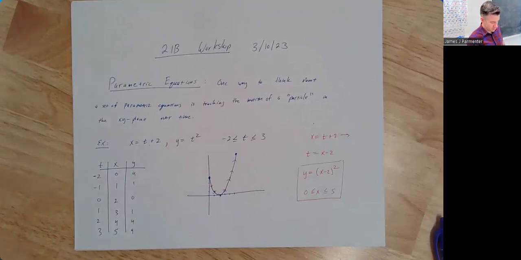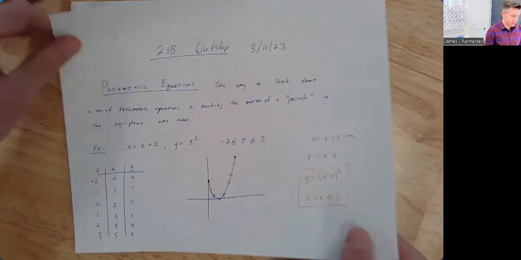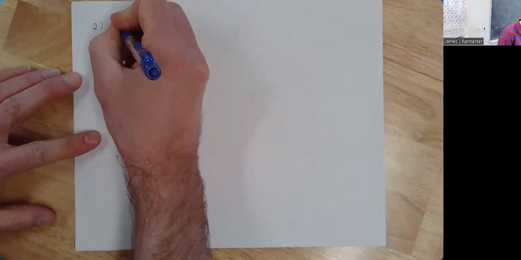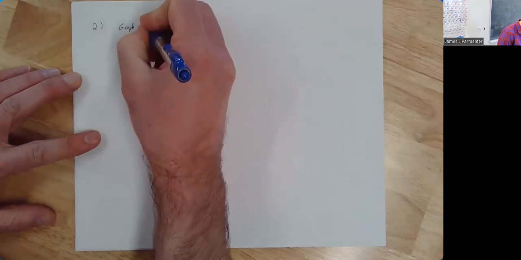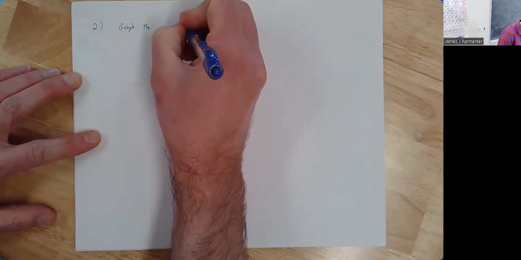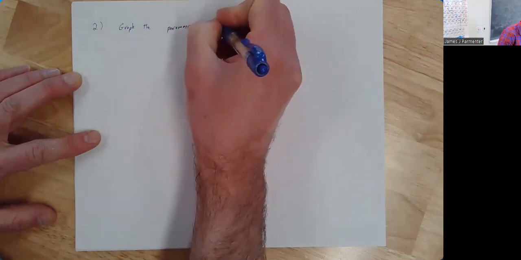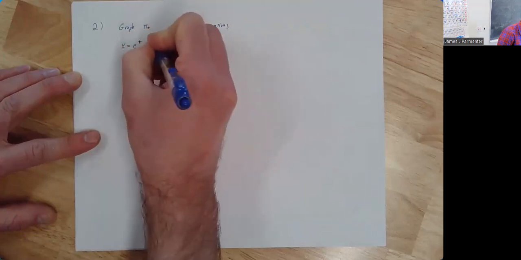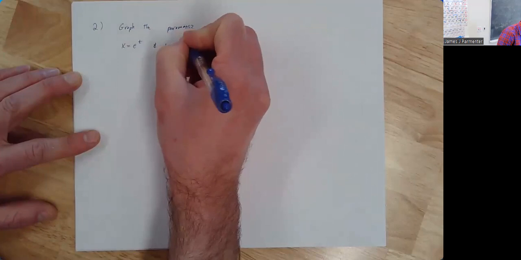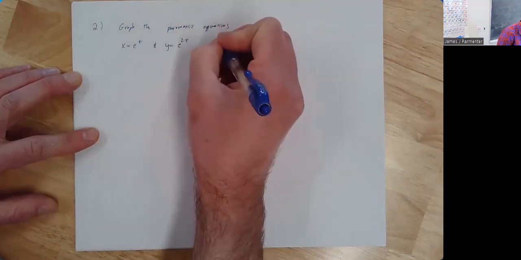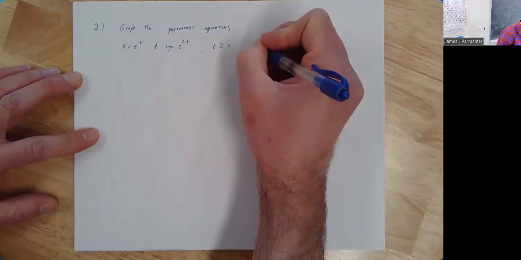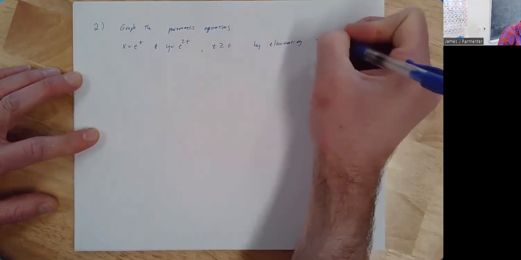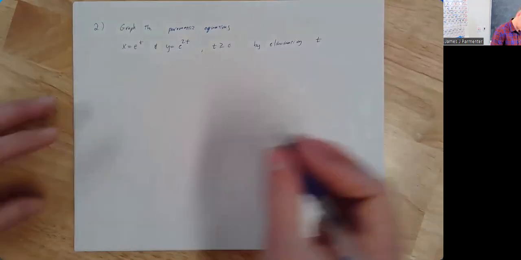Let me give you another example. If I said to graph the parametric equations x equal to e to the t and y equal to e to the 2t, where t is greater than or equal to 0, by eliminating the parameter t, and relating x to y, essentially.